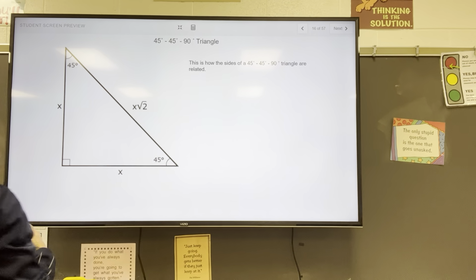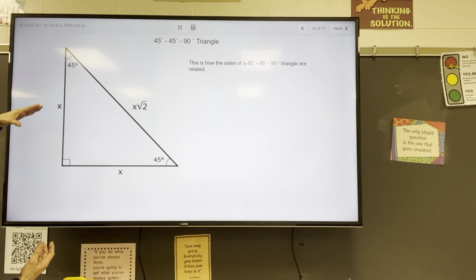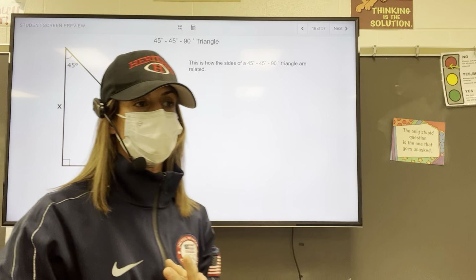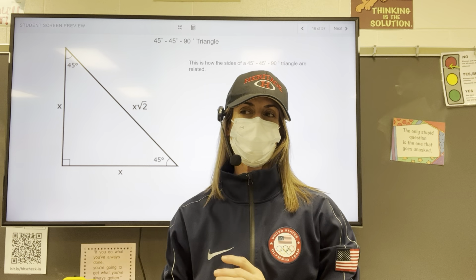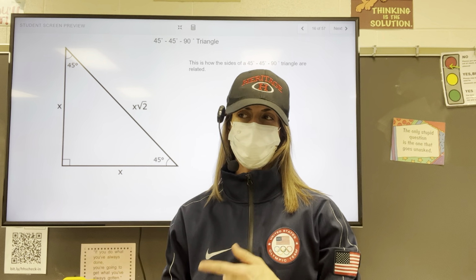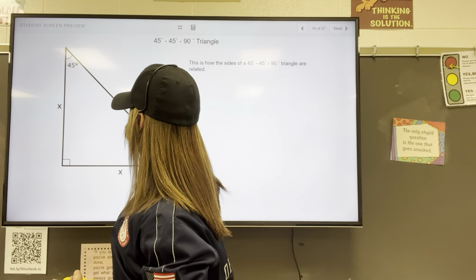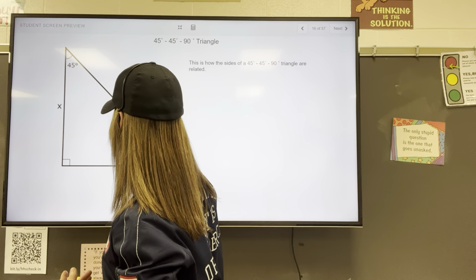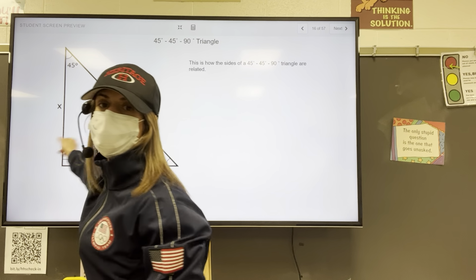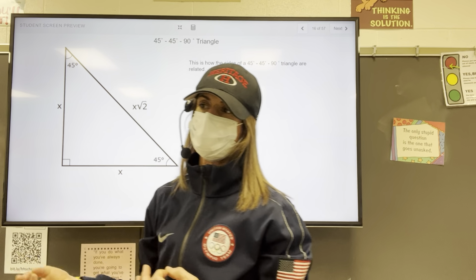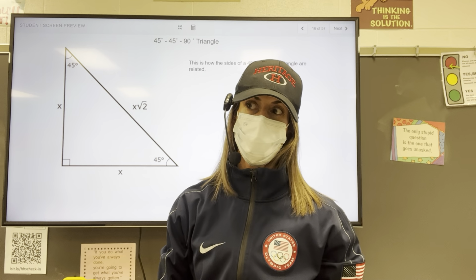However, sometimes you are given the hypotenuse rather than the length of the leg. What's the opposite operation of multiplying by the square root of 2? What's the opposite operation of multiplication? Division. So to go from the leg to the hypotenuse, we're going to be multiplying by the square root of 2. And to go from the hypotenuse to the leg, we're going to be dividing by the square root of 2. And that's a little bit trickier because when you divide by a square root, sometimes you have to rationalize the denominator, which we're going to do today.